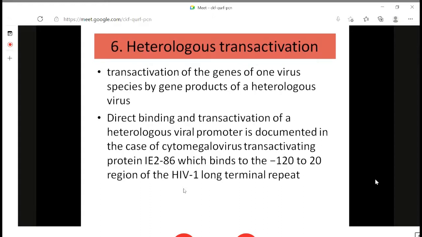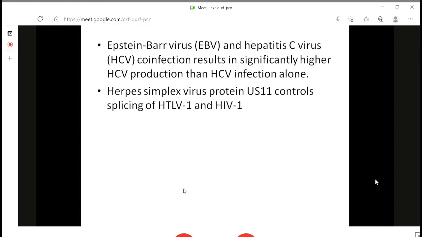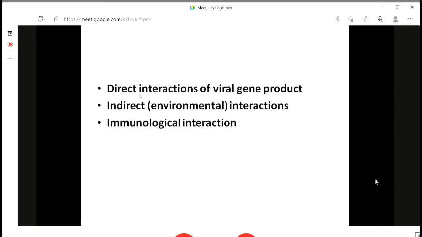Another phenomenon is called heterologous transactivation. So let's leave this one, we'll not discuss much about it. So the direct interaction of viral gene products mainly refers to phenotypic mixing and pseudotype viruses, then transactivation, then we talked about genetic reassortment. These are the phenomena. In the next class, we'll talk about indirect environmental interaction and immunological interaction. Okay.